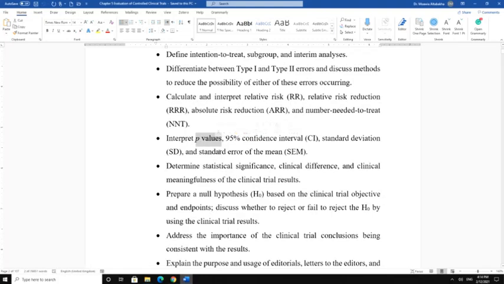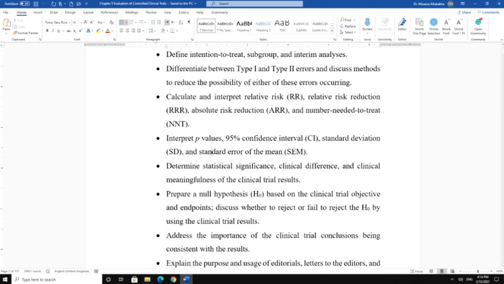If I tell you the p-value is 0.5, for example, what does it mean? What do we mean when we say 95% confidence interval? What do we mean when we say the standard deviation is so and so? What does it mean when we say standard error of the mean, SEM?